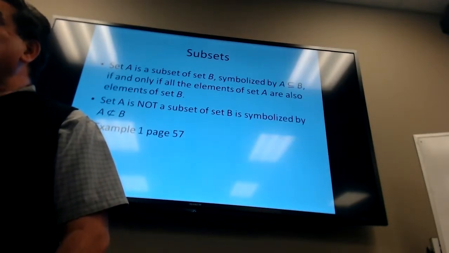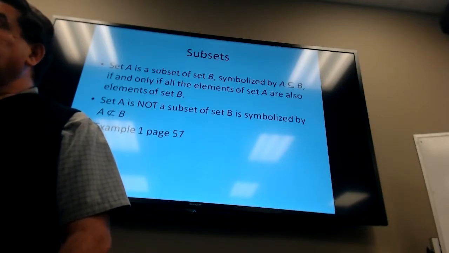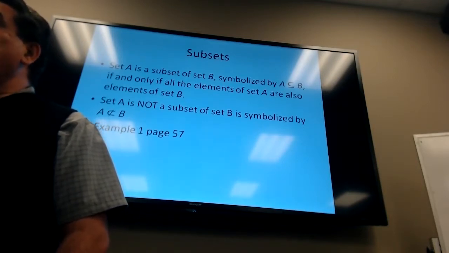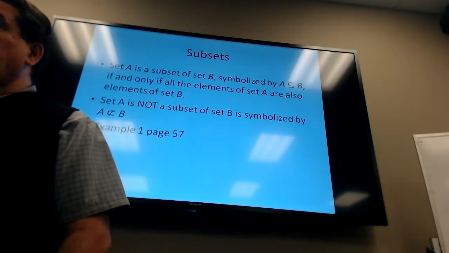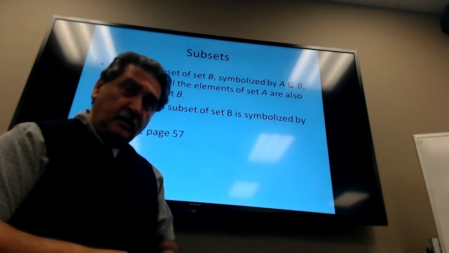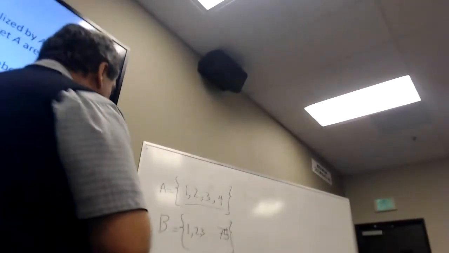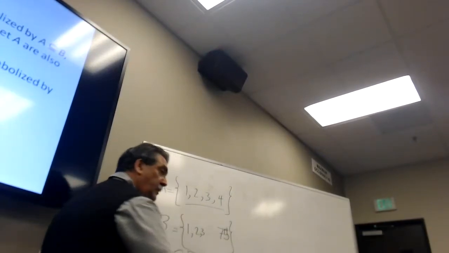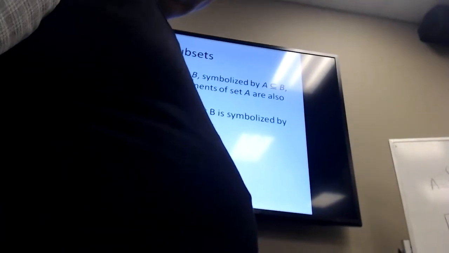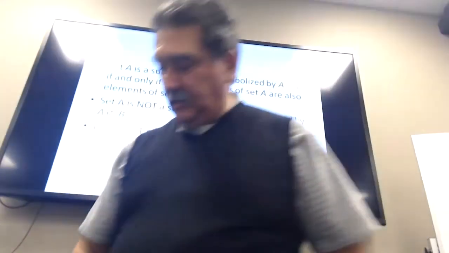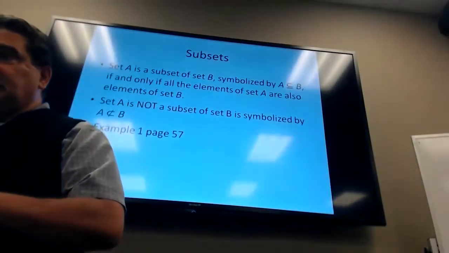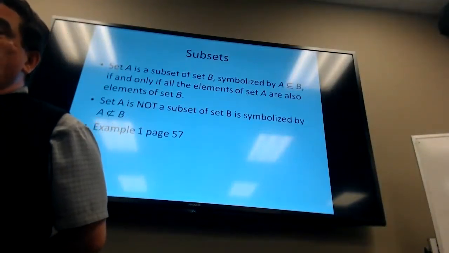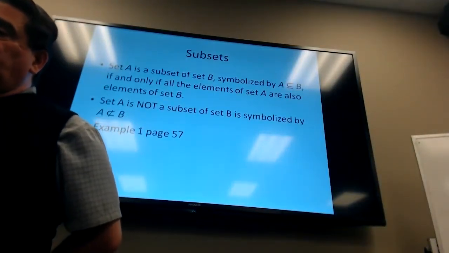If set A is a subset of B, then we write it as you can see on the PowerPoint with that symbol. If A is not a subset of B, then you have that cross line going over it.